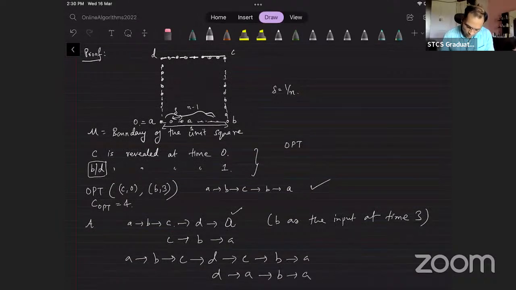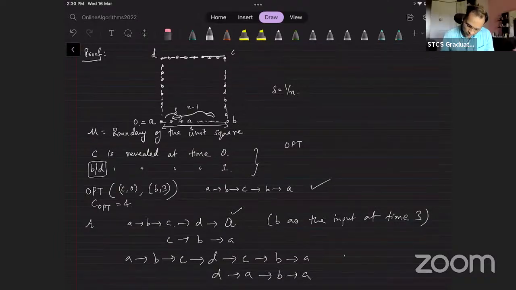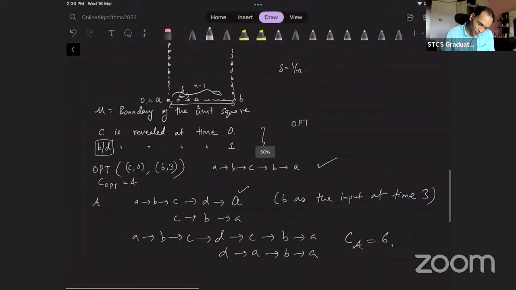Both of them are going to give the same cost. Same. Yeah. So how much is the total cost? 6. So CA is 6. So we are back to 3 by 2. We want to go towards 2. So you'll have to do something more with this.